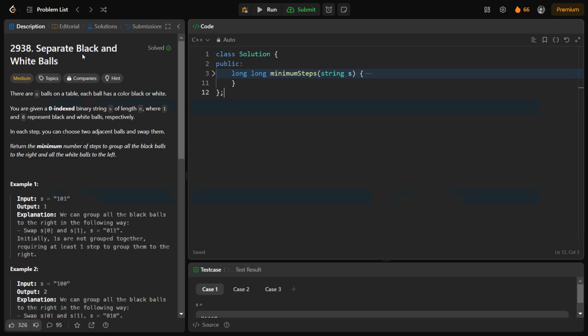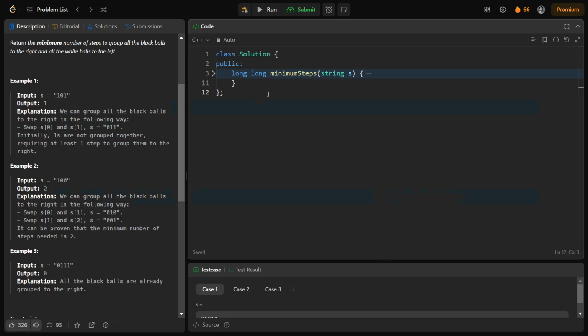So the problem is separate black and white balls. There are n balls on a table, each ball has a color, black or white. You are given a zero indexed binary string S, meaning the string has only 0 or 1, of length n, where 1 and 0 represent black and white balls respectively. In each step you can choose two adjacent balls and swap them. Return the minimum number of steps to group all the black balls to the right and all the white balls to the left. So for example, I have 101, which is the first test case.